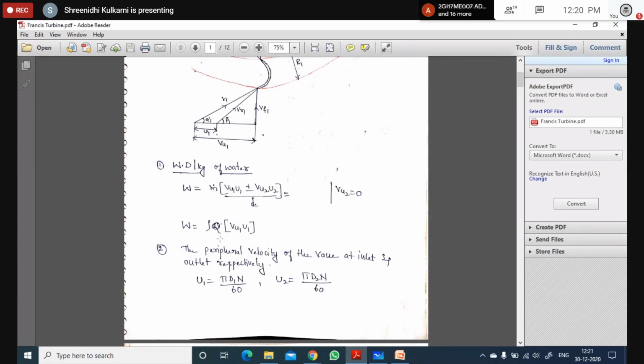Because directly they won't give the values, they won't give the D1 values directly. So for the confusion, they are going to change the statement. That's why I'm highlighting that always U1 is greater than U2 in Francis turbine.